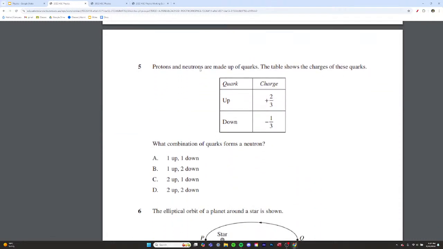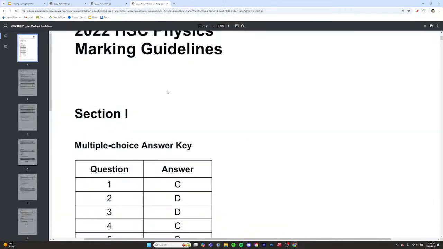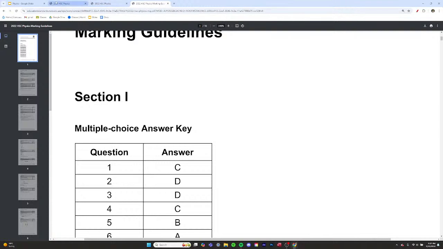Oh, neutron. Oh, that's easy. Just make them equal 0. So you need 2 of these. So up, down, down. B. The next one's A, guys.